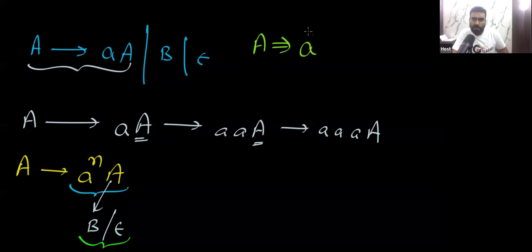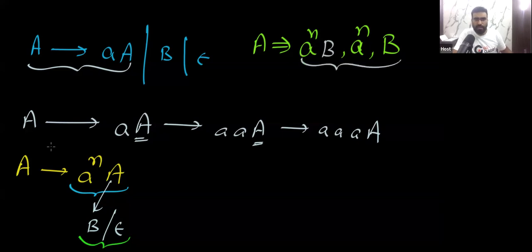Remember you can generate A power n A. But remember this A you can replace with epsilon also, so basically you are generating A power n also. And you can directly go to B also. And this A I can replace with B, so I can say it is like A power n B. So these things you can generate from A, and remember n is greater than equal to 0.